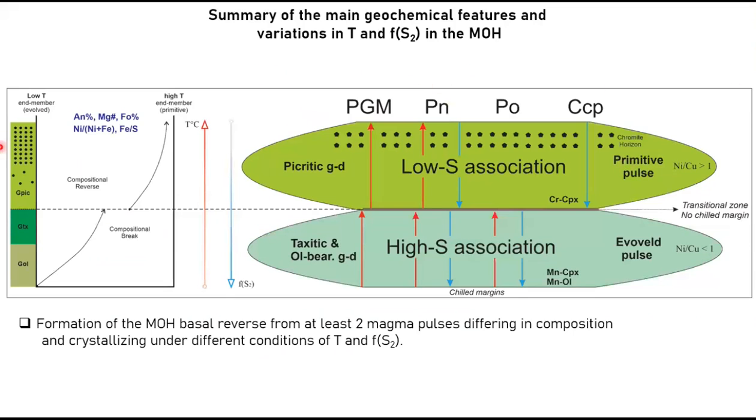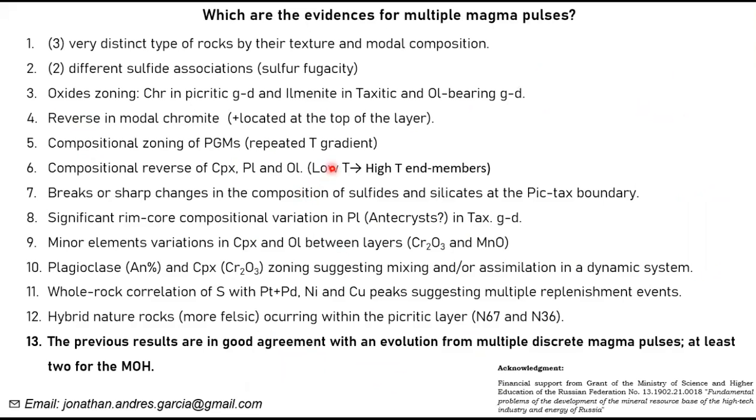And this is a summary of all these features, suggesting the formation of the main ore horizon, the basal reverse, from at least two different magma pulses, differing in composition and crystallizing under different conditions of temperature and sulfur fugacity. So we have this primitive pulse at the top and a more evolved pulse at the bottom, with all the characteristics I mentioned before. So finally, this is the question: what are the evidences for the different magma pulses?